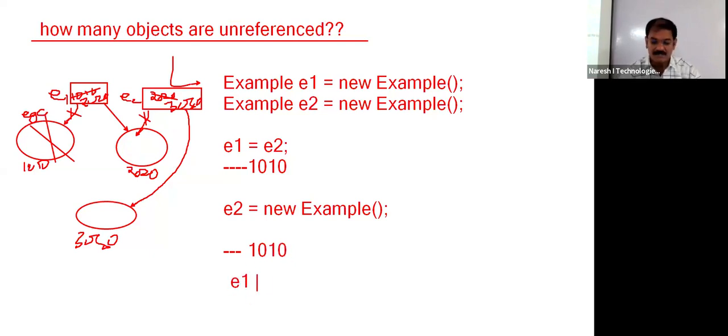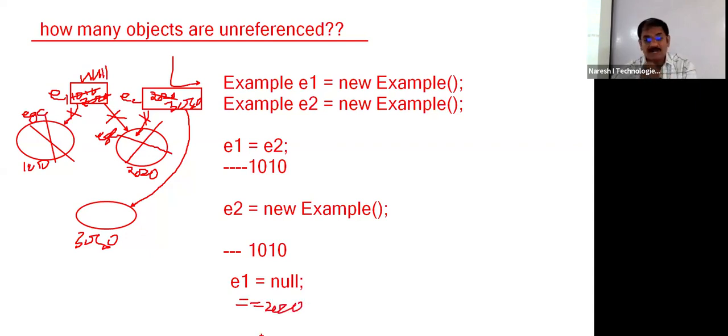And tell me now, I am writing E1 equal to null. I have written E1 equal to null. Then what happened? 20 20 is replaced with what value? Null. Null means this reference is gone. Is this object pointed to by any other reference variable? No. Then this is eligible for garbage collection. 20 20 is also eligible for garbage collection.